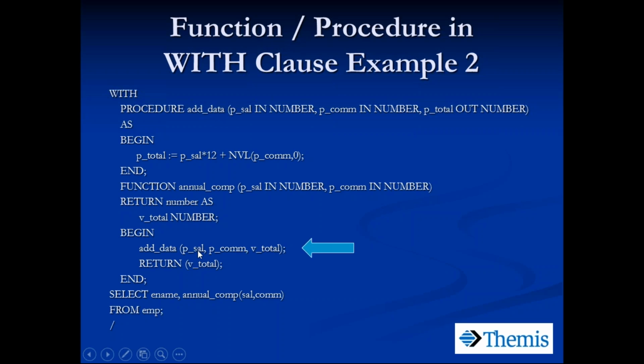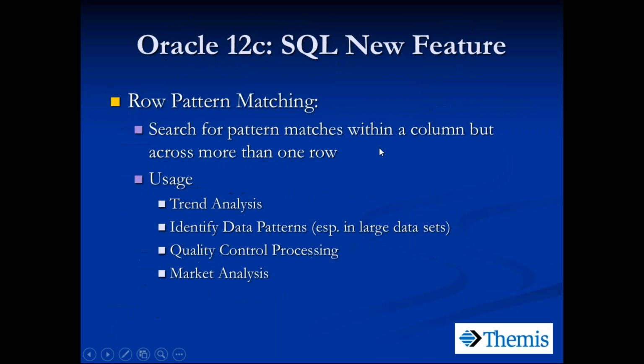Then the function calls the procedure with the monthly salary and the commission, and the procedure takes that, throws them in a calculation, and passes back the total through an output parameter, which the function then returns in its return statement. So again, this is the first PL/SQL new feature I wanted to show you today: having procedures and functions in your WITH clause. So remember the pluses and minuses to that. All right, very good.